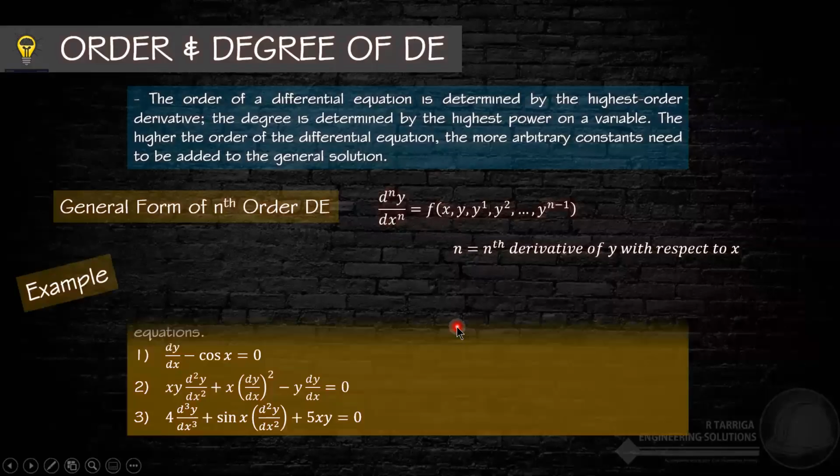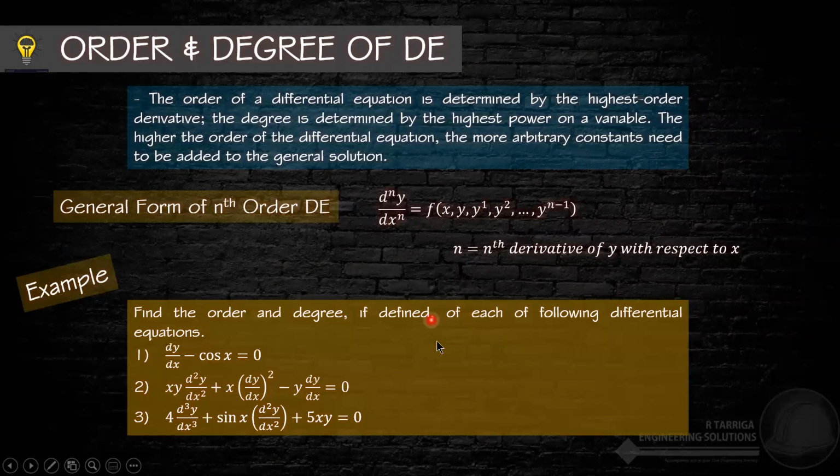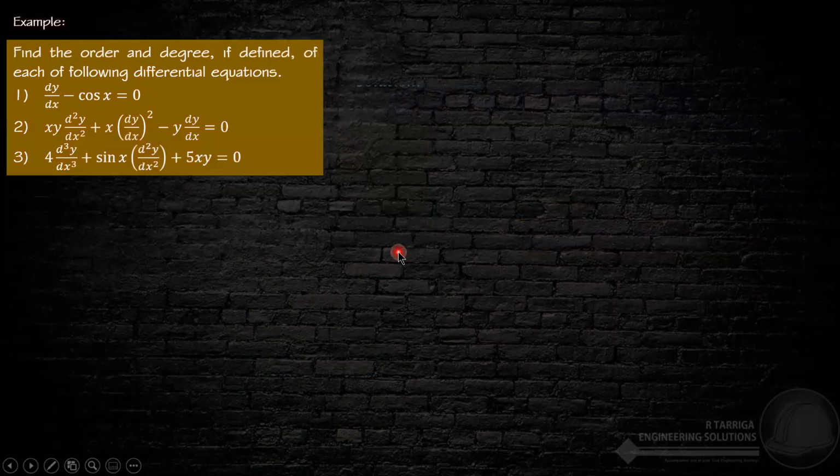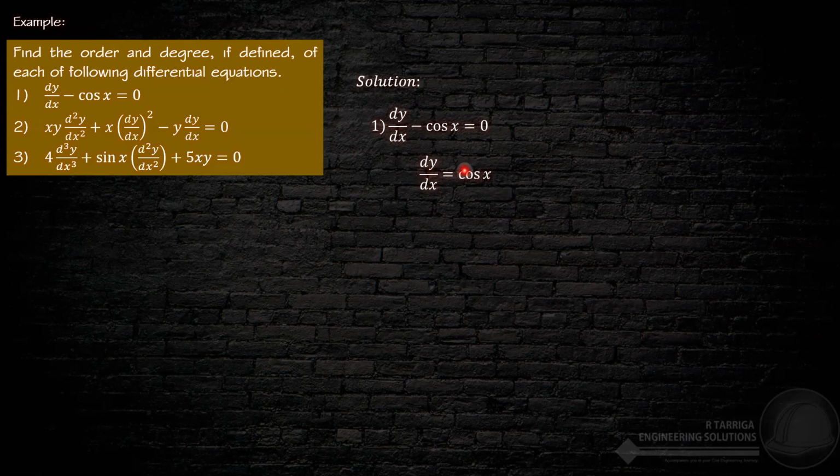Okay, examples. Okay, let's have an example. So, find the order and degree, if defined, of each of the following differential equations. So, ito. Okay? Number 1, dy over dx minus cosine x is equal to 0. So, if you will rearrange that one into implicit form, so that would be this one, no? dy over dx is equal to cosine x. Well then, dy over dx is equal to y prime is equal to cosine x.